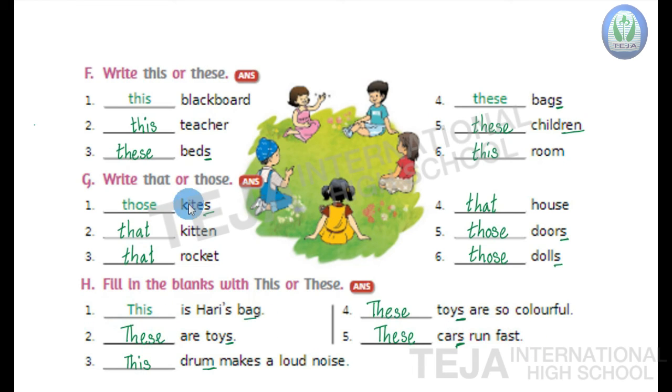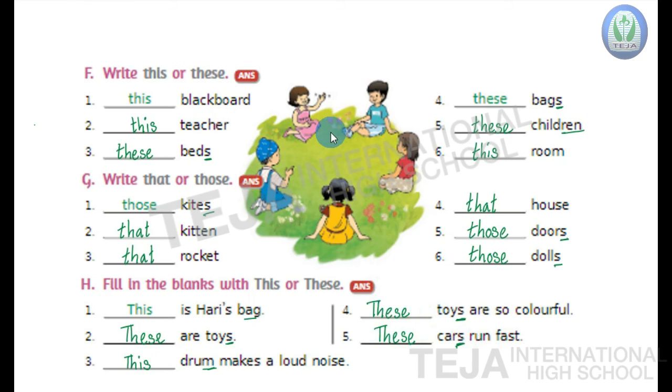Now once we'll read all the fill in the blanks, children. All of you read along with me. This is Hari's bag. These are toys. Third one. This drum makes a loud noise. Fourth one. These toys are so colorful. Last, fifth one. These cars run fast.